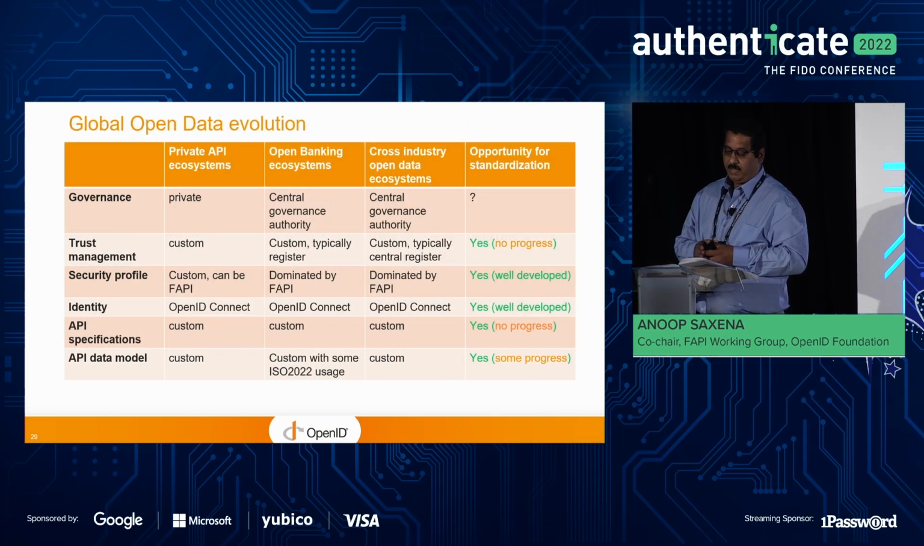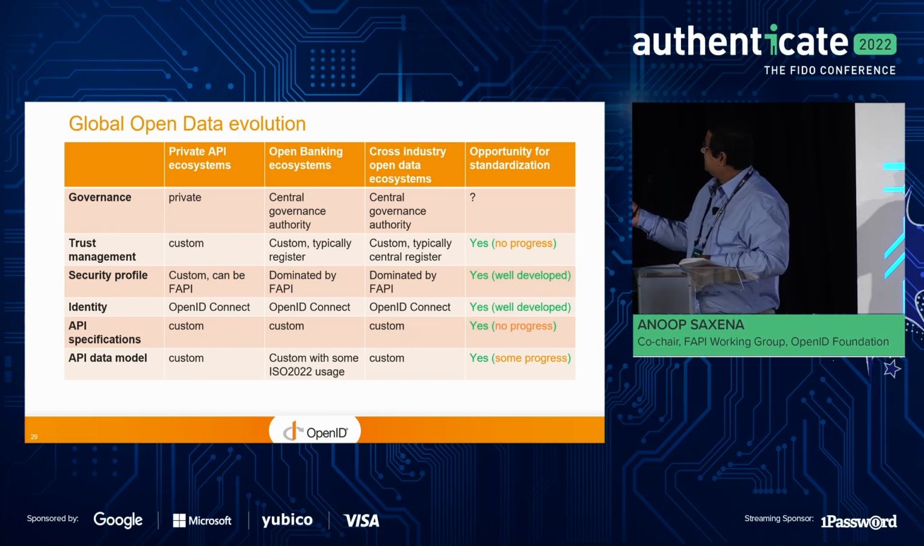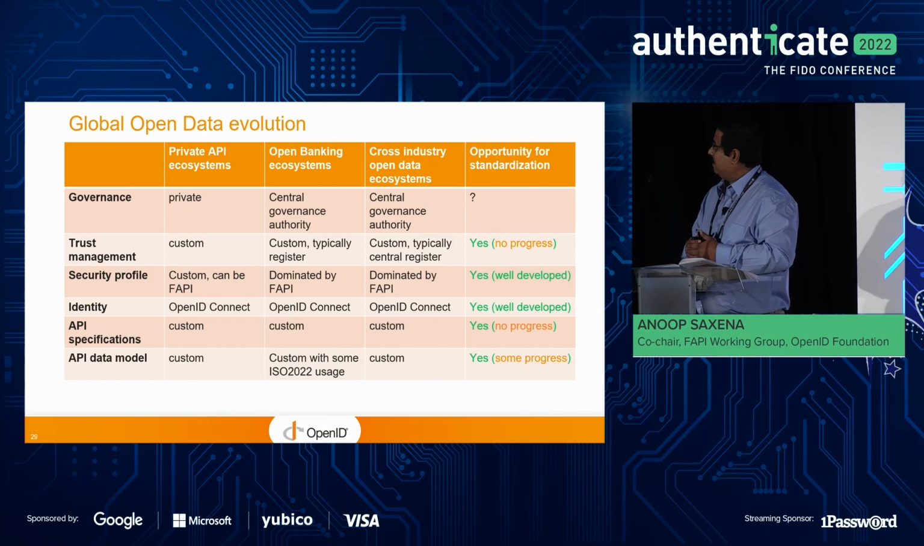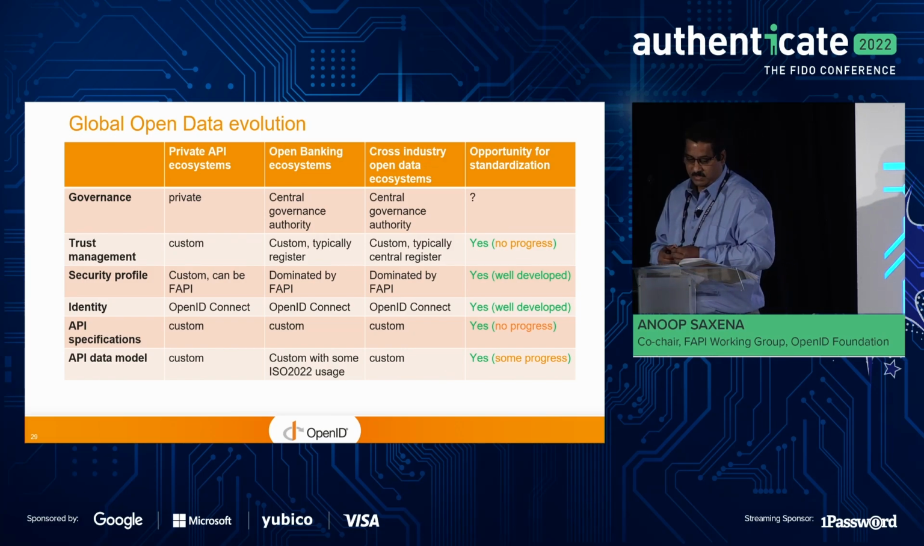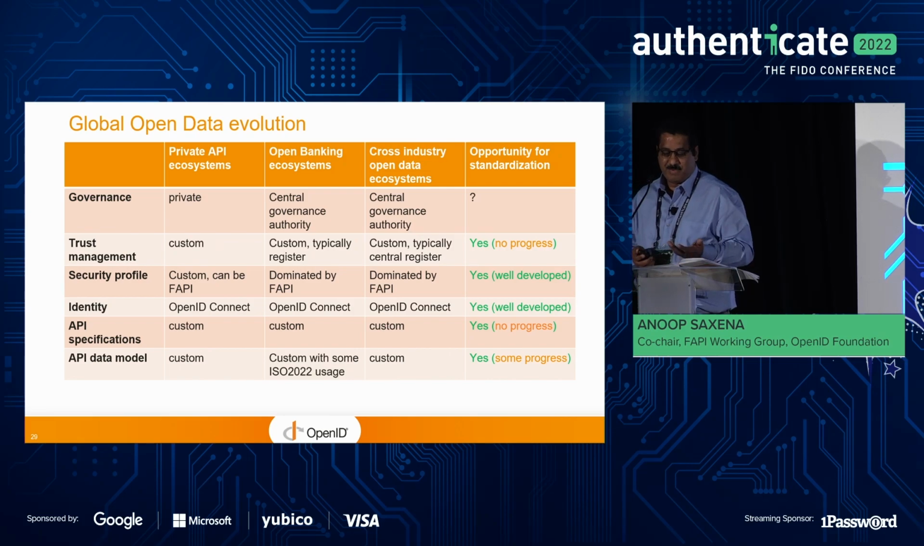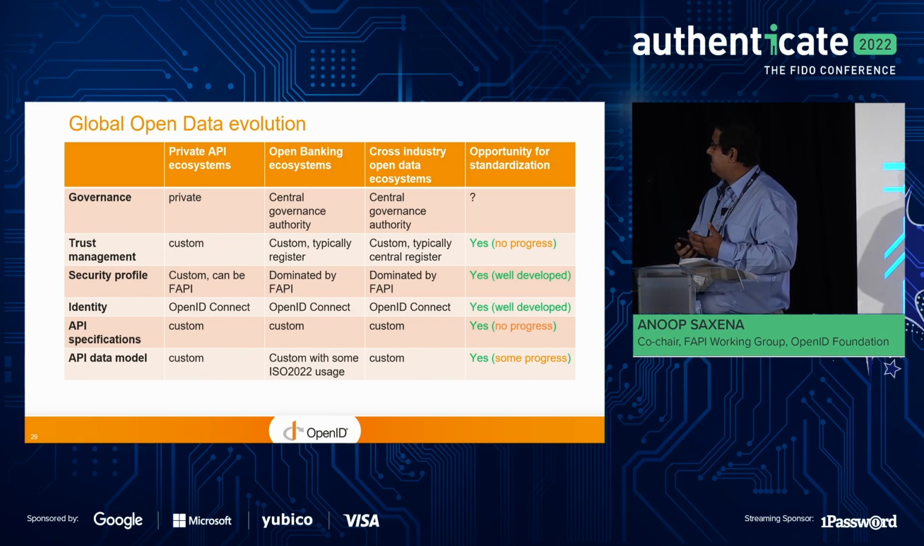So overall, on global open data evolution, these are the places on the right-hand side where we see the opportunity for standardization. Of course, governance, we can't do much out there. But trust management, we do see that there is a need for global trust management. There's a good opportunity there, but we have not made much progress. Security profile and identity layer, I think, are well developed. As an overall API specification, we have not really landed there, but we do see that there is an opportunity there as well.